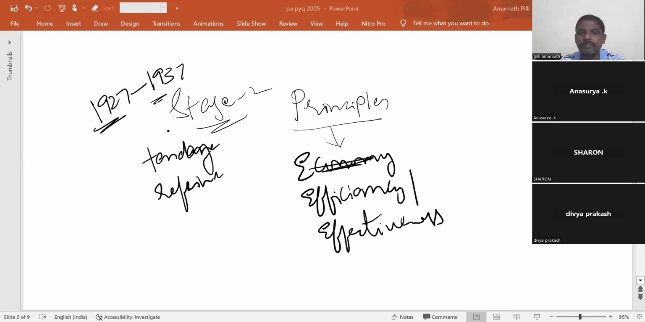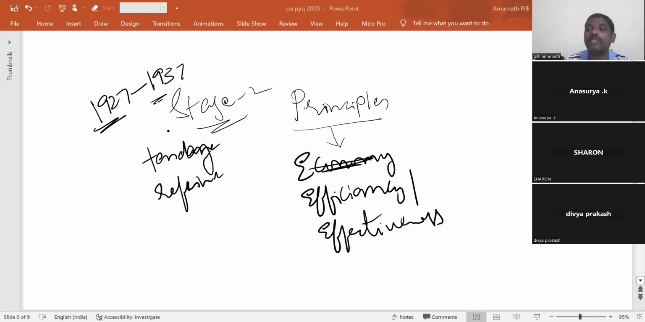Now, the reason for bringing out the principles of administration is to increase efficiency, economy and effectiveness in public administration, particularly in the implementation process. So this was the main focus.